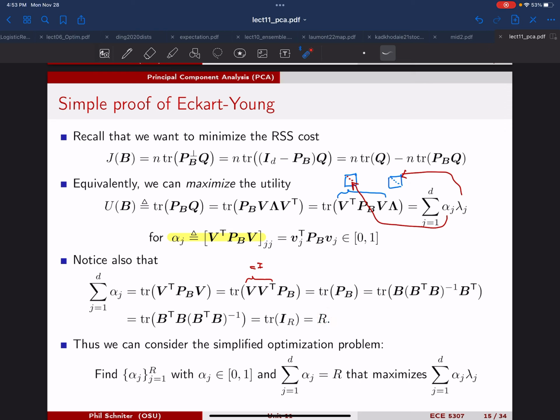Okay, so finally, we've boiled down our problem to this. So we want to find some coefficients alpha that live between 0 and 1. If you sum them up, you get R. And overall, we want to maximize this.